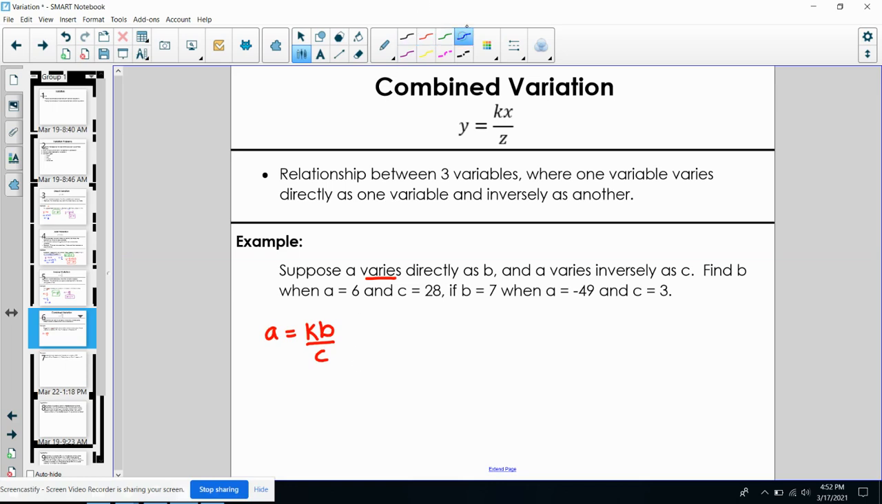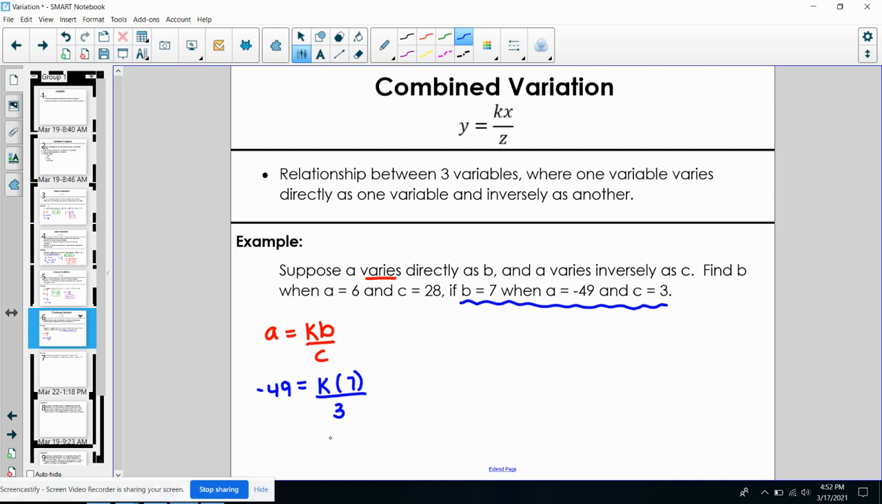Okay, so then we want to find b when a is 6 and c is 28. So we want to make sure that we use the correct information first. So remember, we're looking for where it tells us all of the variables because we need to solve for k. So a is going to be negative 49. k is what we're going to solve for. b is 7. And then c is 3.